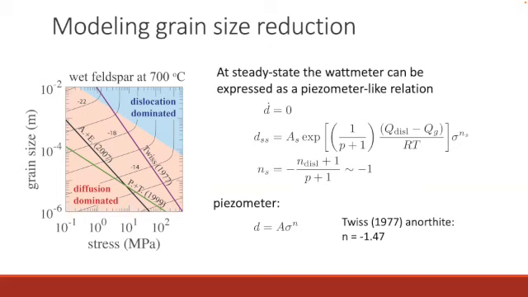On the left, I've plotted a deformation mechanism map for wet feldspar at lower crustal conditions. Here I've assumed 700 degrees Celsius. Stress is on the x-axis and grain size in meters is on the y-axis. The red section is where grain size sensitive diffusion creep is the dominant mechanism, and the blue is where grain size insensitive dislocation creep is the dominant mechanism. The purple line is the Twiss 1977 piezometer, the green line is the Post and Tullis 1999 piezometer, and the black line is the wattmeter. All three predict that feldspar-dominated shear zones will deform primarily through diffusion creep.